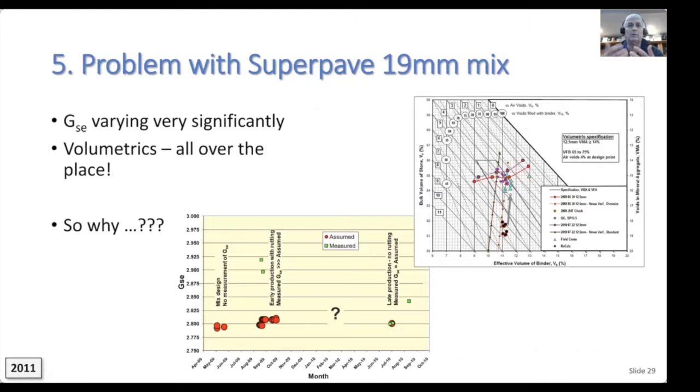Went back and looked at, say, the GMMs and the GSE calculations from that. And you can see the GSEs being used in the designs, and now they've got some numbers up here. Remember, I'm normally looking at, say, plus or minus 0.2. So there's 0.8, there's 0.25. So this variability here is huge. Volumetrics are all over the place. Whether you've got material down here, which might be cracking if it was based on a recalculation, or mix designs up here, the volumetrics are moving all over the place.